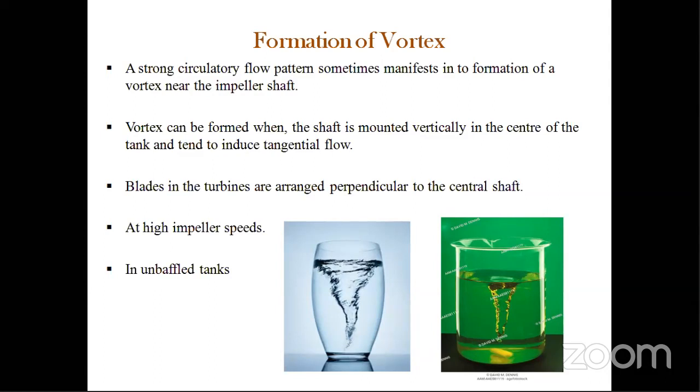It arranges perpendicular to the central shaft. So these vortices happen with high impeller speed. When your impeller speed is high, that time this type of vortex is formed. And it most probably happens when your tank is without baffles. If your tank contains baffles, they reduce the vortex formation. If your tank does not contain any baffles, that is, unbaffled tanks, that time the vortex formation is easier in case of liquids.